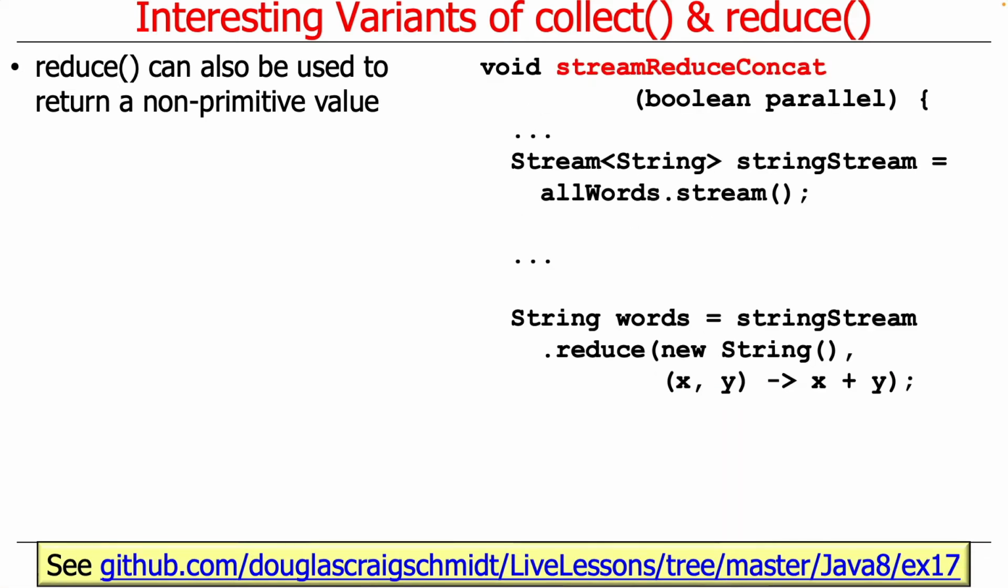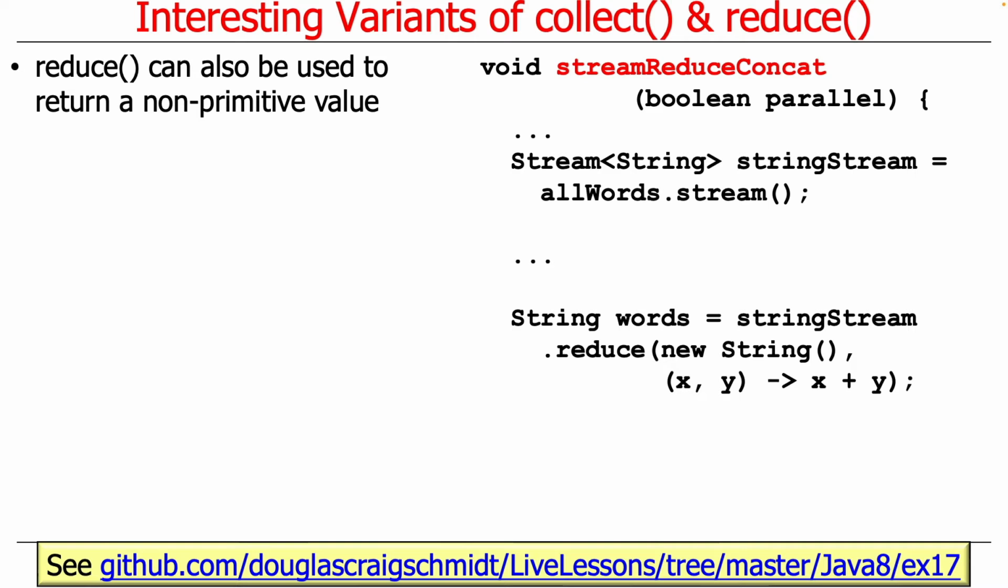Now, also interesting, reduce can be used to return non-primitive values. The bulk of the examples we've looked at so far have been using reduce to apply primitives like lowercase l long. But you can also return non-primitives, and here's an example. You can see this example is in a slightly different project. This is my EX17 project in the Java 8 folder in my LiveLessons GitHub repository.